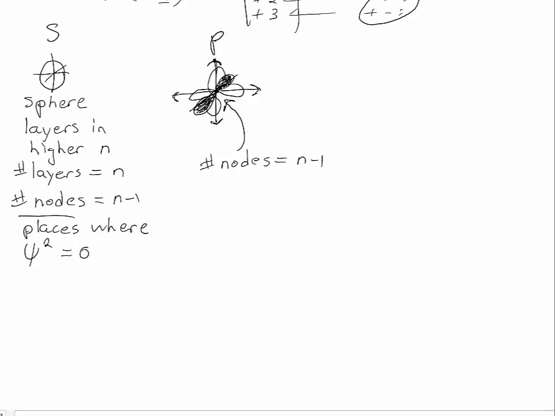And their number of nodes would still be equal to n minus 1. Notice the p orbitals don't appear until they're in the second shell. If you went to the third shell, these p orbitals would have more layers as well. Now, though, the number of layers in a single p orbital is also equal to n minus 1. But notice that there are 3 different orbitals.